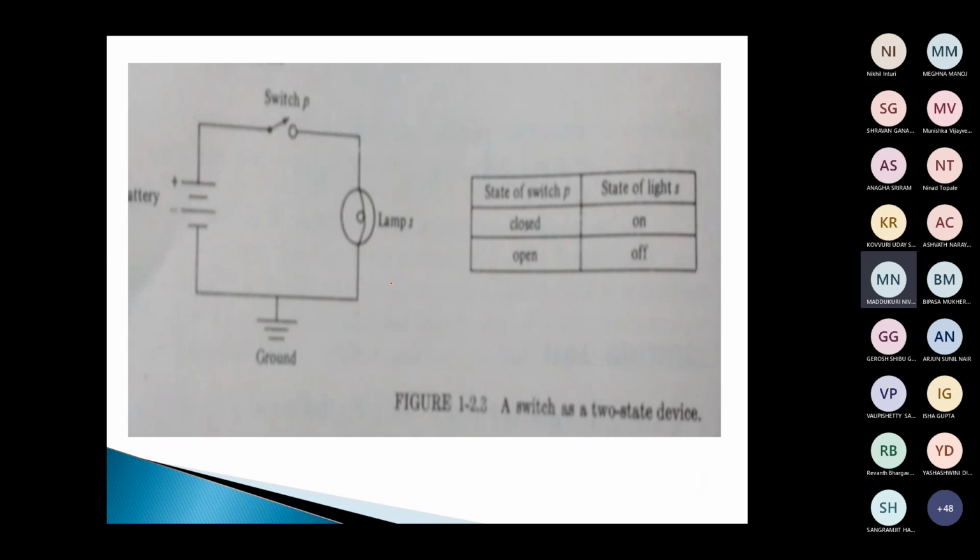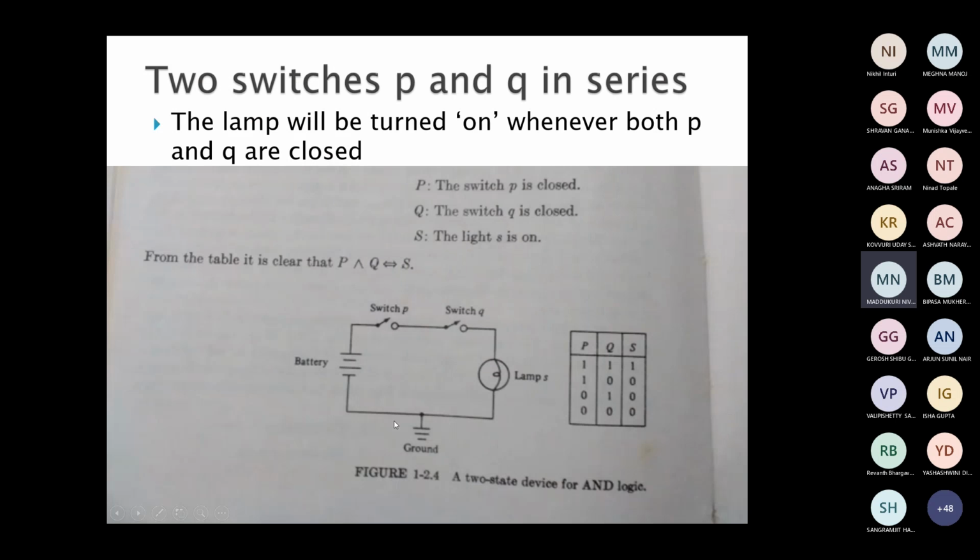Okay. See here, this is the switch. Is this open or closed now? Open. When it gets closed like this, then the lamp will glow. The same thing, diagrammatic representation.